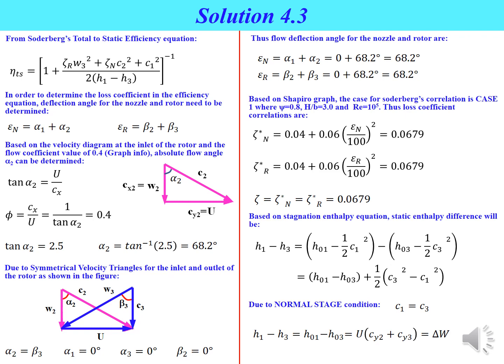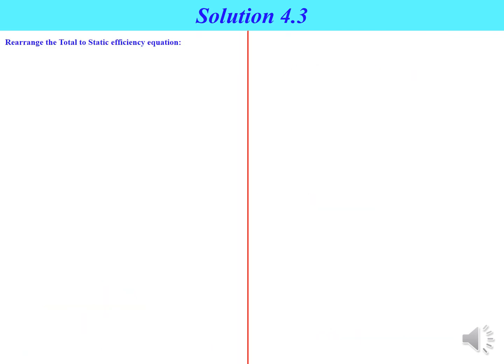So finally we will have H1 minus H3 equal to H01 minus H03, where we know that H01 minus H03 actually equal to delta W, where delta W equal to U multiplied by Cy2 plus Cy3. Now rearrange the total to static efficiency equation as shown in the slide. So we have the equation for 1 over eta Ts.